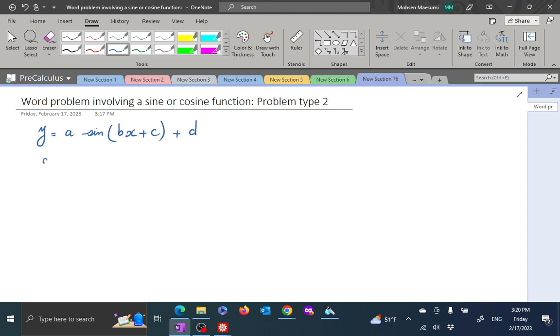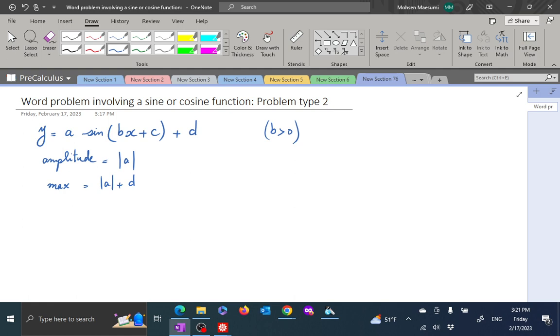Item number one was that the amplitude is absolute value of a. By the way, in all the problems we consider, a will be considered to be positive for simplicity. If amplitude is absolute value of a, the highest point we are going to arrive at is that amplitude plus the midline shift. So we are going to have an item called the maximum that's going to be absolute value of a plus d.